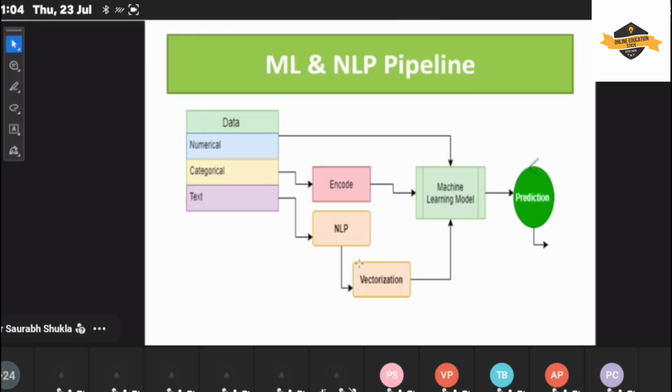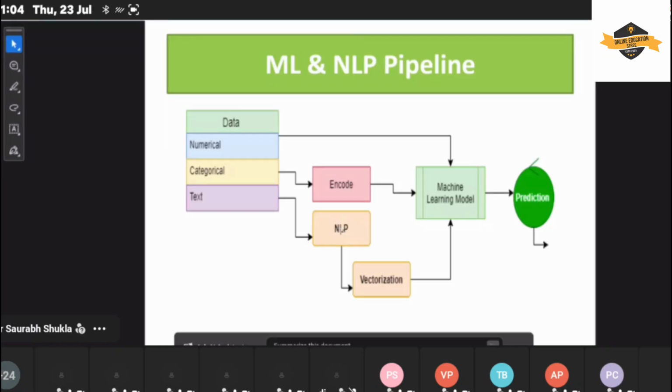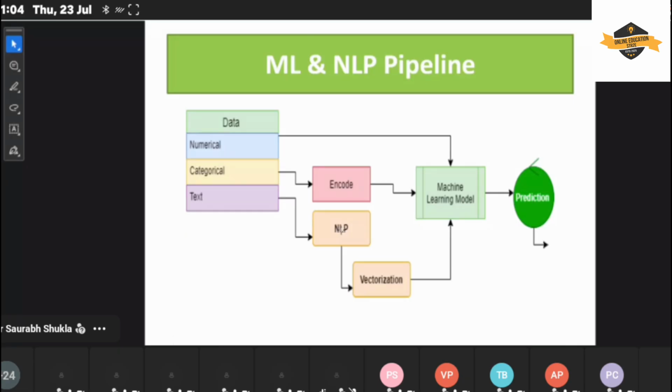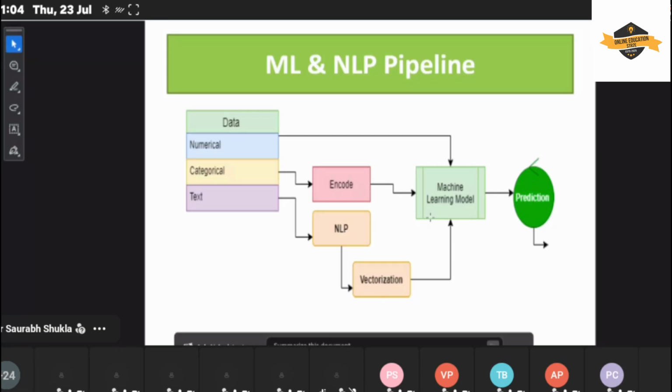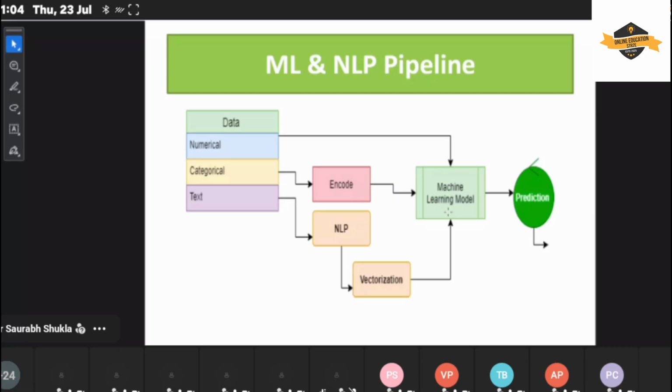So in machine learning you have NLP components: tokenization, part of speech, parsing, all those things that we just discussed. And then there is vectorization, which we are discussing now. Then the machine learning model predicts the next word. This machine learning model can be any large language model, for example, ChatGPT. Vectorization, machine learning model, and then prediction.